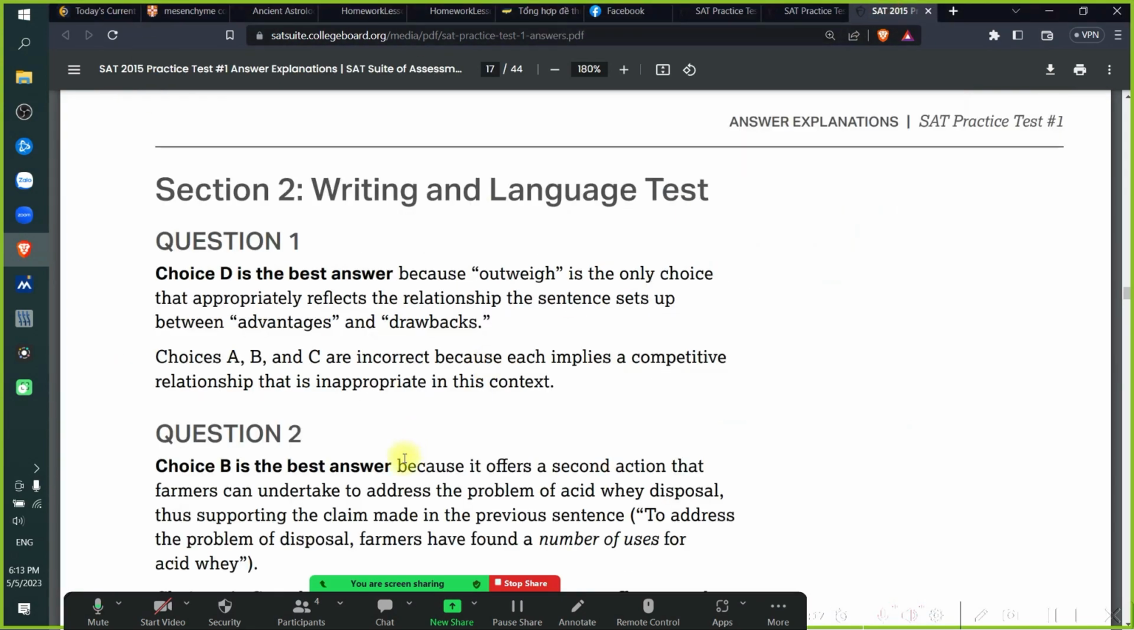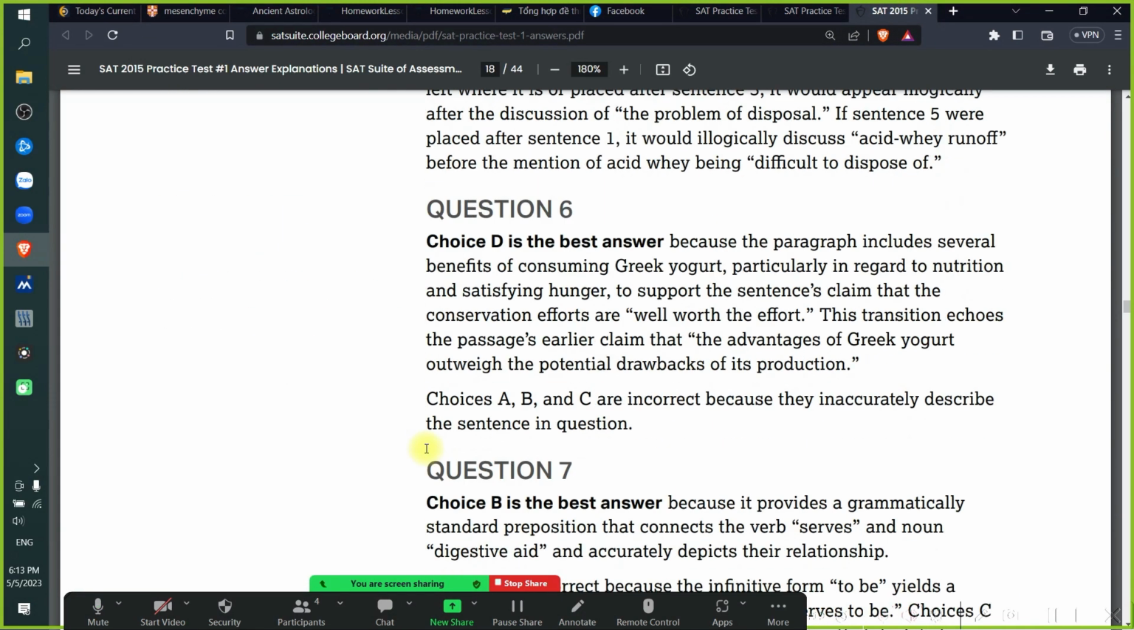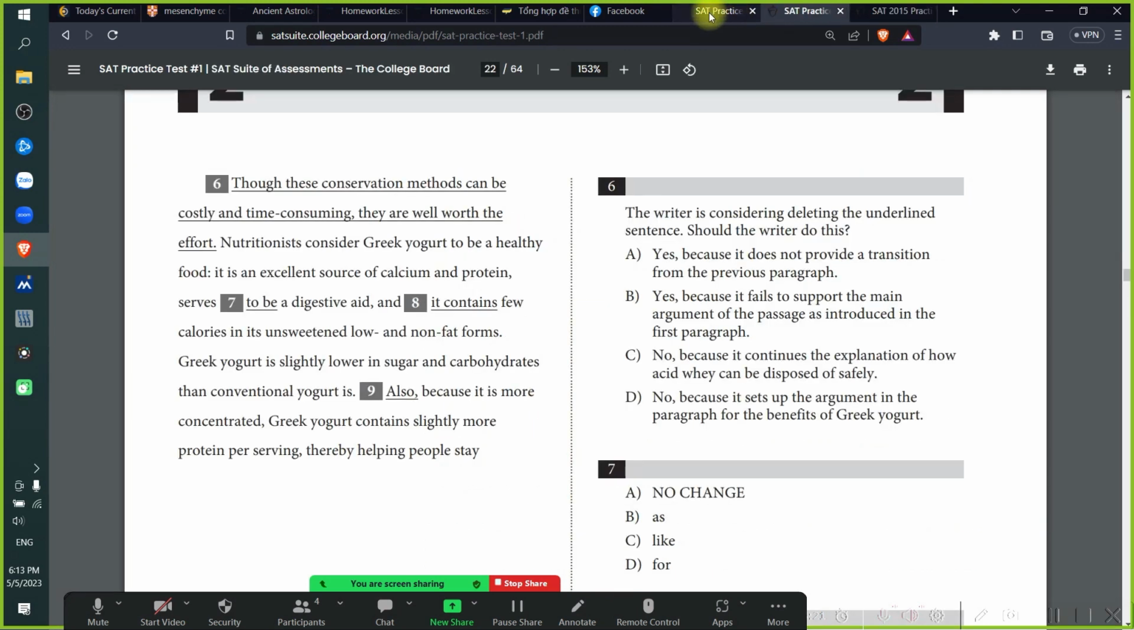Right, let's check the answer. It's D. Very good. So why is it D? Because it sets up the argument in the paragraph for the benefit of Greek yogurt.